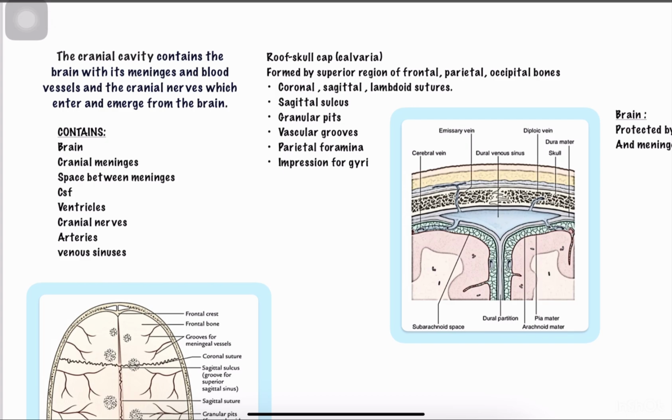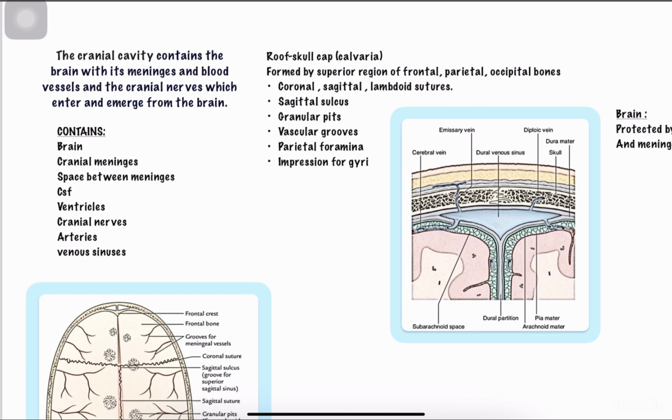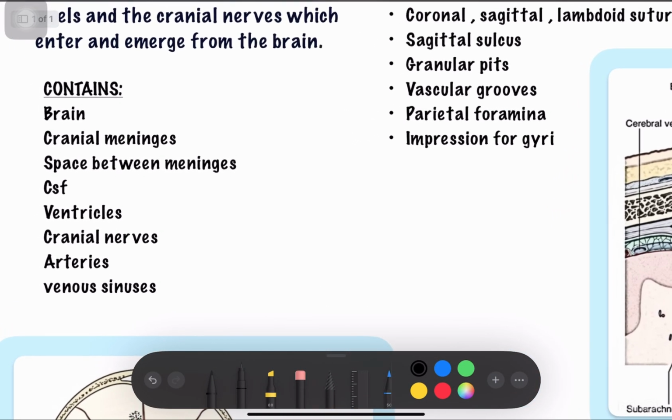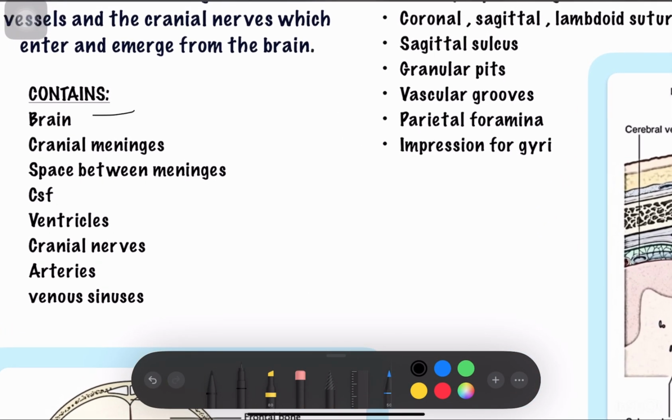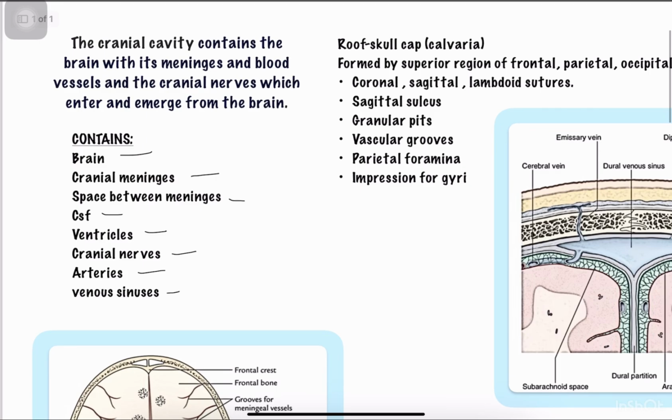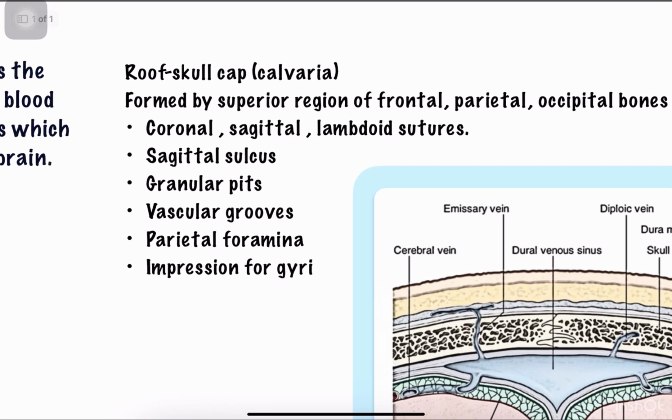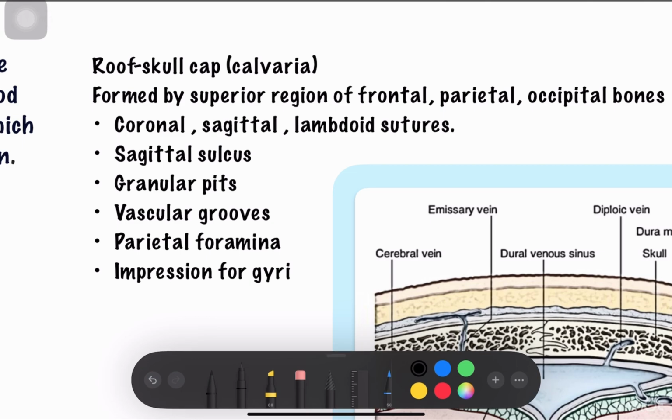So today I'll be talking about the cranial cavity, its contents, and mainly the meninges. As we know, the cranial cavity houses the brain, and it also contains a lot of other things associated with the brain: the cranial meninges, the spaces between the meninges, which are the dural venous sinuses, cerebrospinal fluid, ventricles, cranial nerves, and arteries.